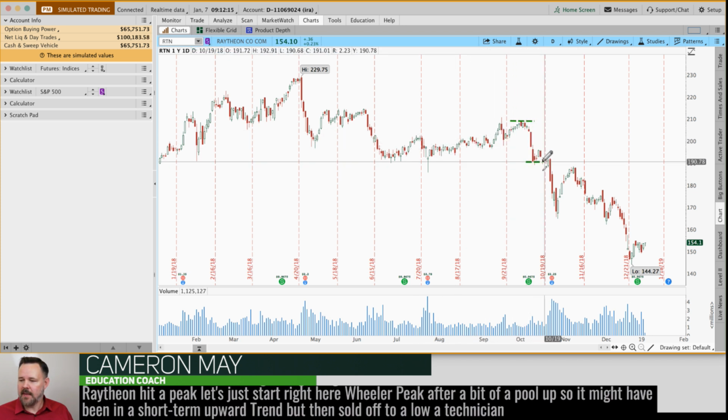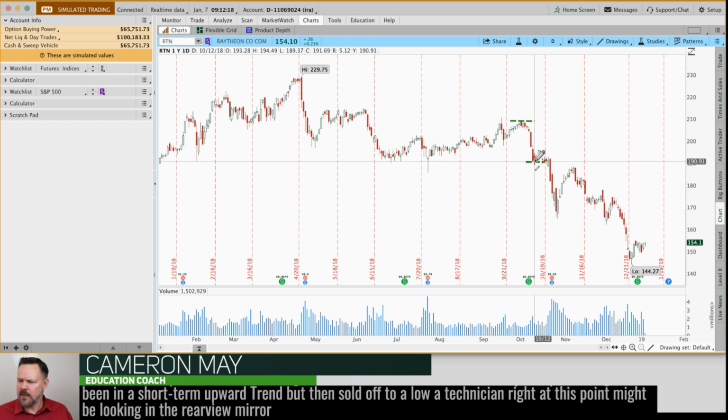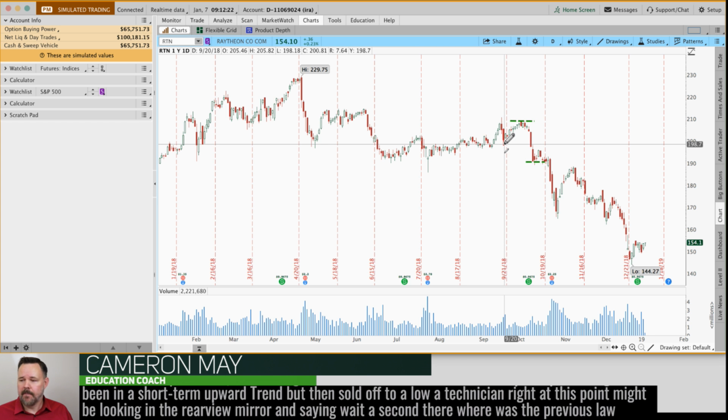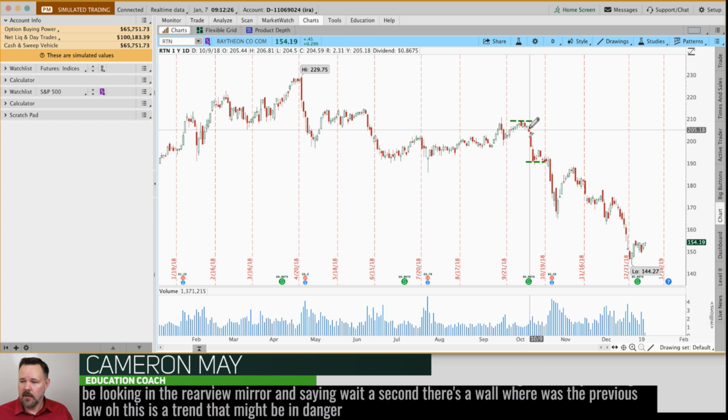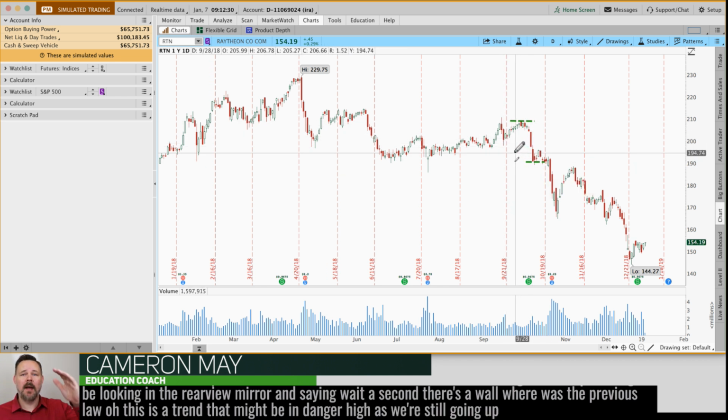A technician right at this point might be looking in the rearview mirror and saying, wait a second, there's a low. Where was the previous low? Uh-oh, this is a trend that might be in danger. Highs were still going up. Lows are starting to go down. There might be a little bit of softness in a trend.